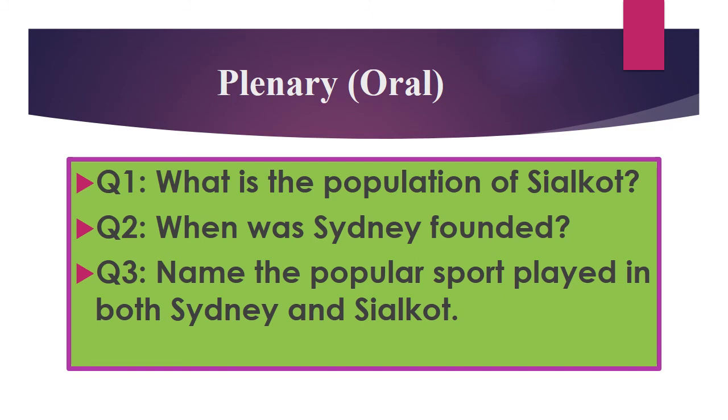Question number 2 is, when was Sydney founded? Students, in the answer of question number 2, you need to tell the year in which Sydney was founded in Australia. Moving on to the last question, question number 3, name the popular sport played in both Sydney and Sialkot. Students, in the answer of question number 3, you are supposed to tell the name of the famous, the popular sport that people of both Sydney and Sialkot used to play.